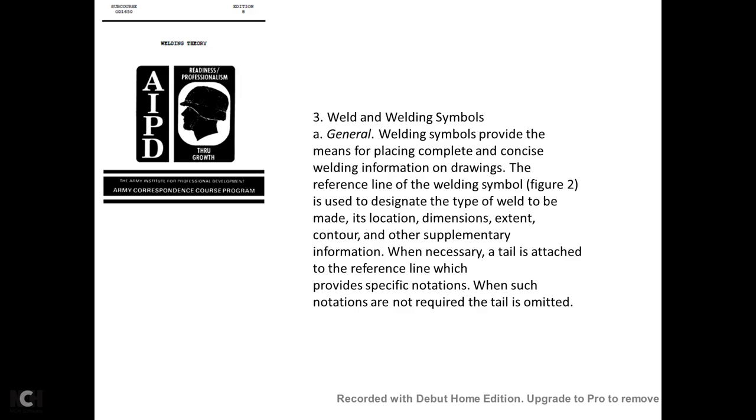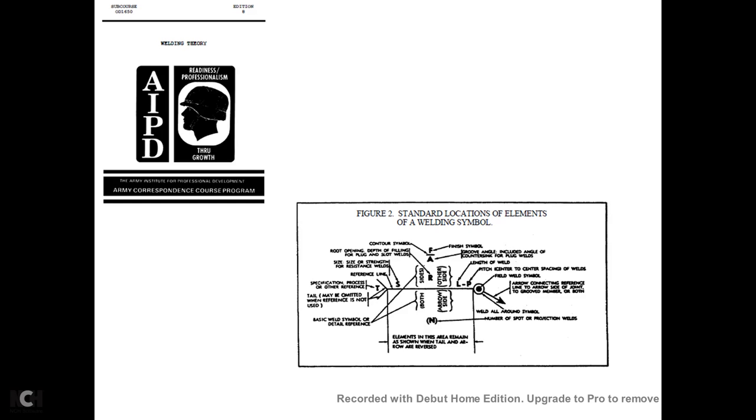The reference line of the welding symbol, figure 2, is used to designate the type of weld to be made, and its location, dimension, extension, contour, or other supplementary information when necessary. A tail is attached to the reference line to provide such notations. When such notations are not required, the tail is omitted. This is the standard location of the elements, starting from the arrow backwards: the weld-around symbol, and the arrow connection of the reference line to the arrow side of the joint, the grooved member, or both.